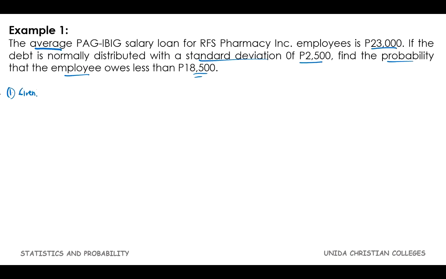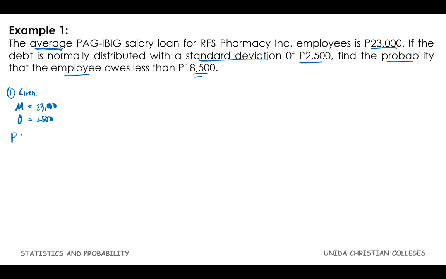The first thing that we are going to do is to list down our given. Lagi naman ganun. Pag may problem tayong sinusolve, lagi natin i-list down yung mga given natin. Okay? The first one is our average. It is denoted by mu. So, our average is 23,000. Next is standard deviation. We have 2,500.